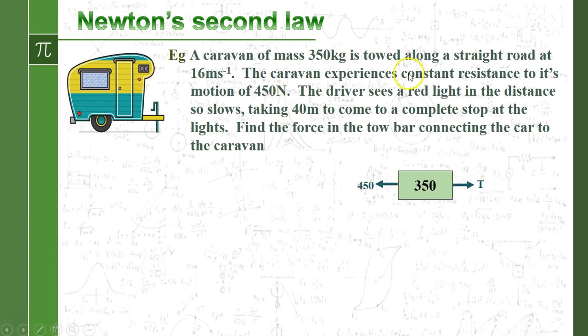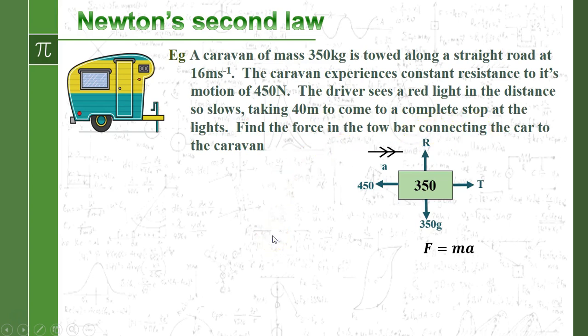We've got a resistive force of 450. And then we've got our vertical forces as well, and so we've got acceleration in that direction there. It says the driver sees a red light in the distance, so slows, taking 40 metres to come to a complete stop. Find the force in the tow bar connecting the car to the caravan.